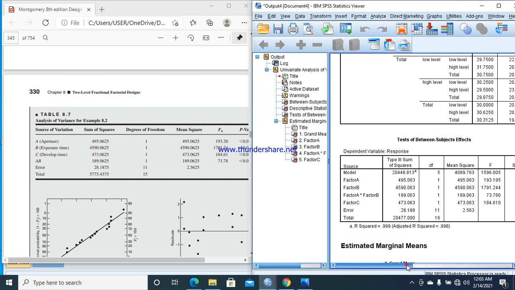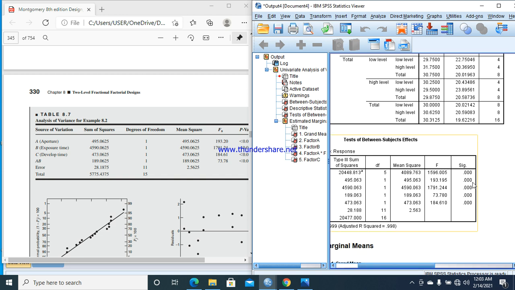Okay, and I have to explain the table that all of these factors have significant effect, factor A, significant effect, factor B, factor C, significant effect. There is a significant effect of factor interaction AB as well.